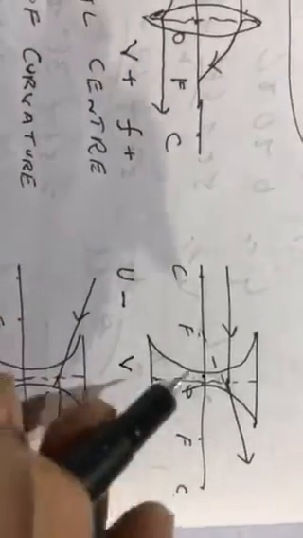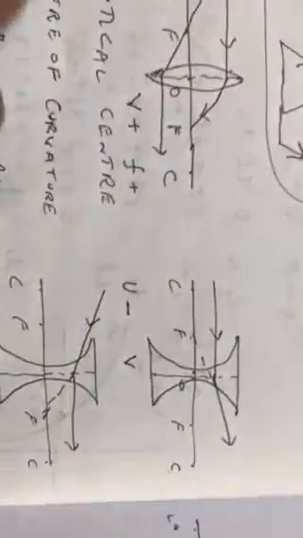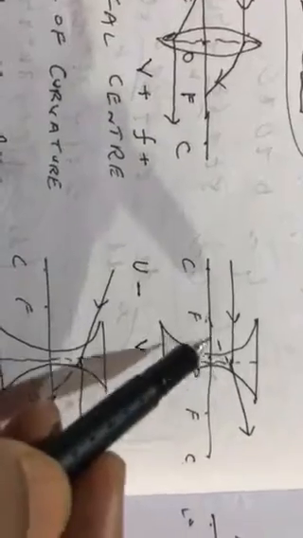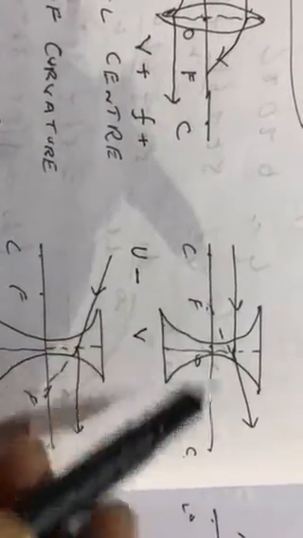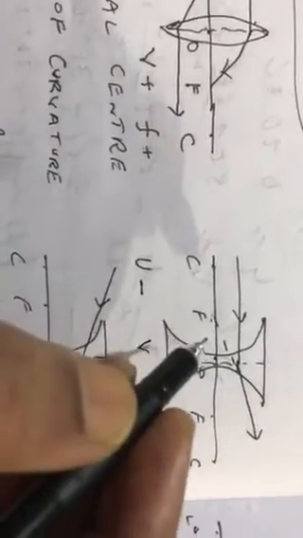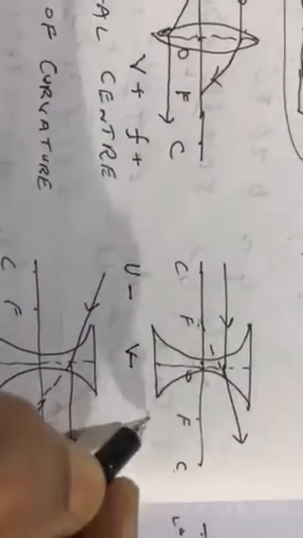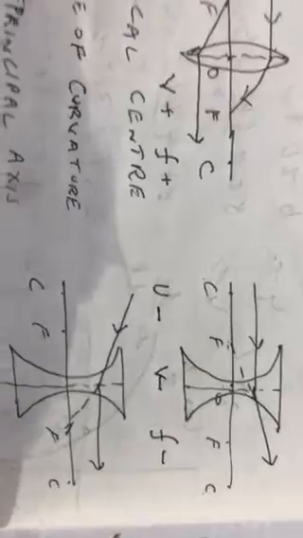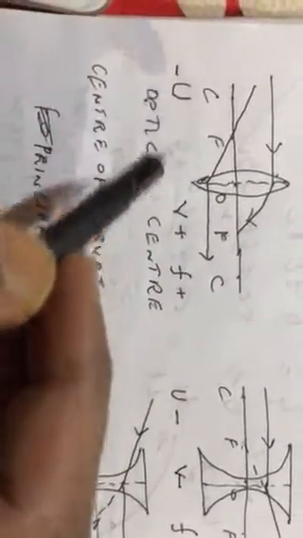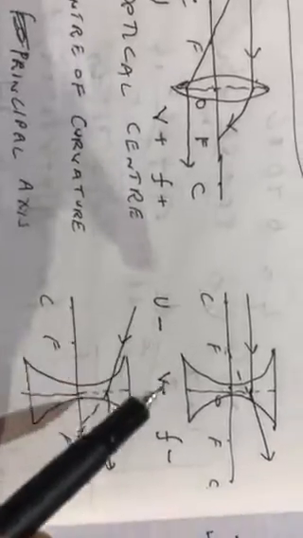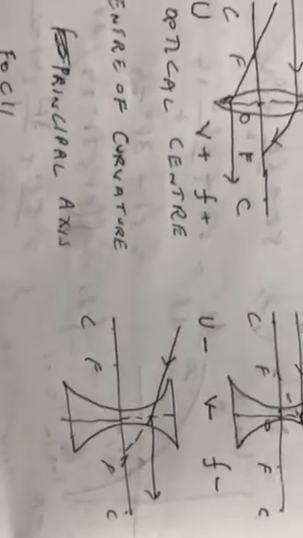Now by default you can see there was a virtual focus. So the focus was obtained by back producing the ray. So by default we assume that the image is also formed over here. So V will be negative, and just now I told you F is negative. So this is a very handy thing: U negative, V positive, F positive; U negative, V negative, F negative, right?